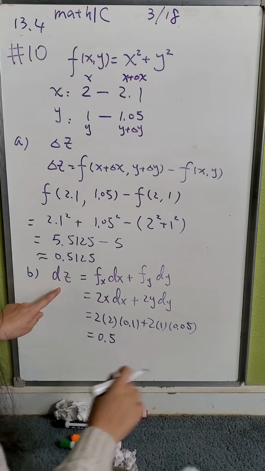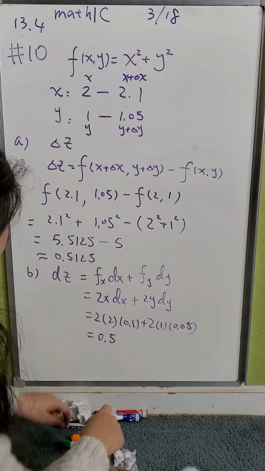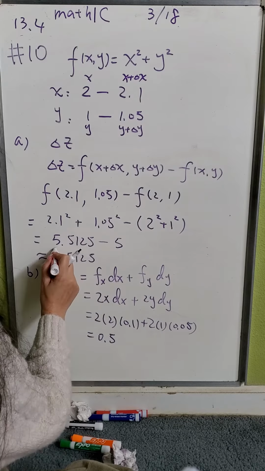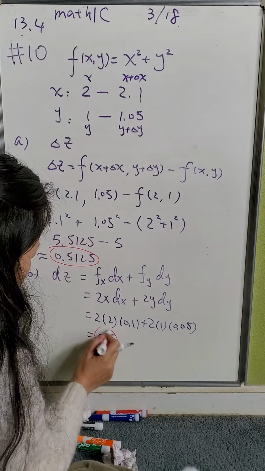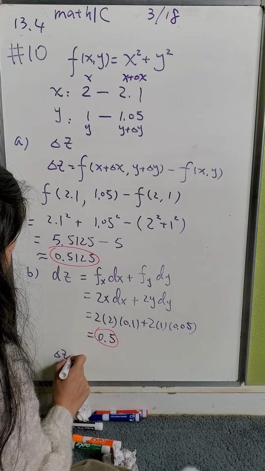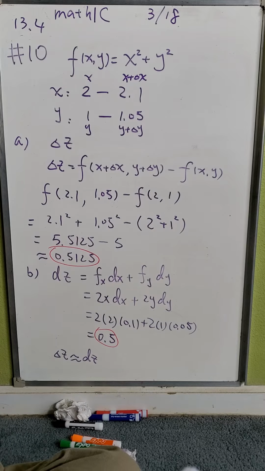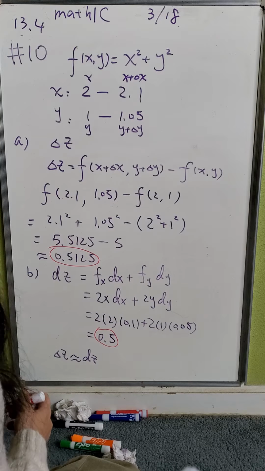And so you can see that delta z here, and these are really similar. Okay, they're almost equal to each other. Close enough. So that means delta z is approximately dz. Okay, so that's our goal to find out. And that's how you do number 10.